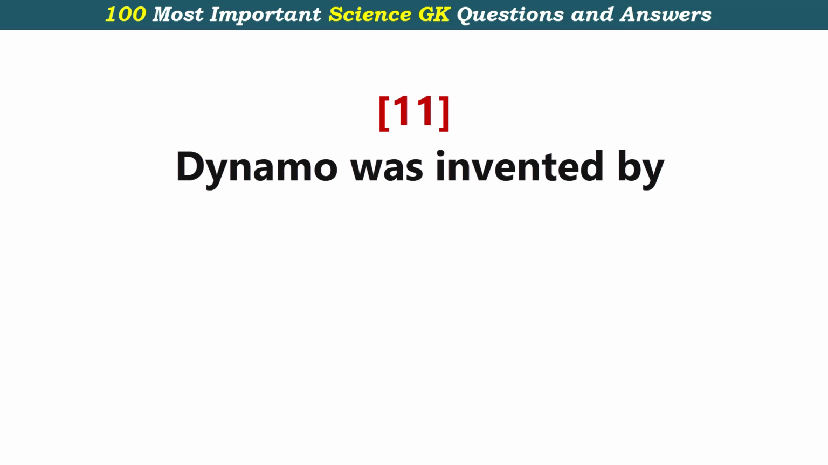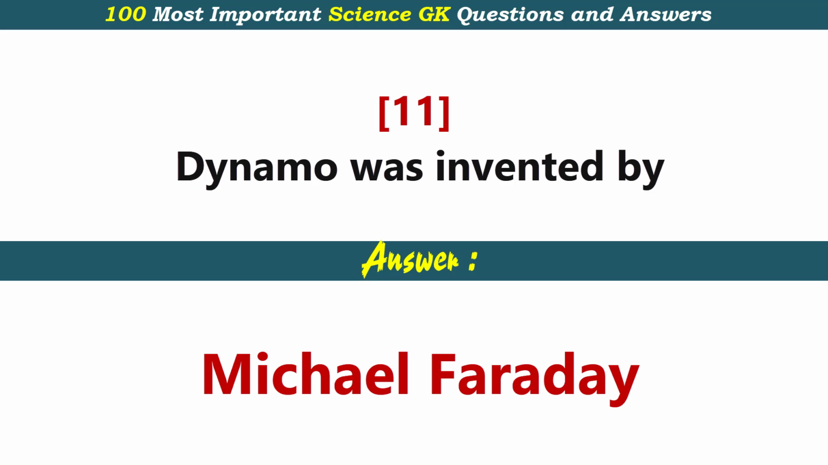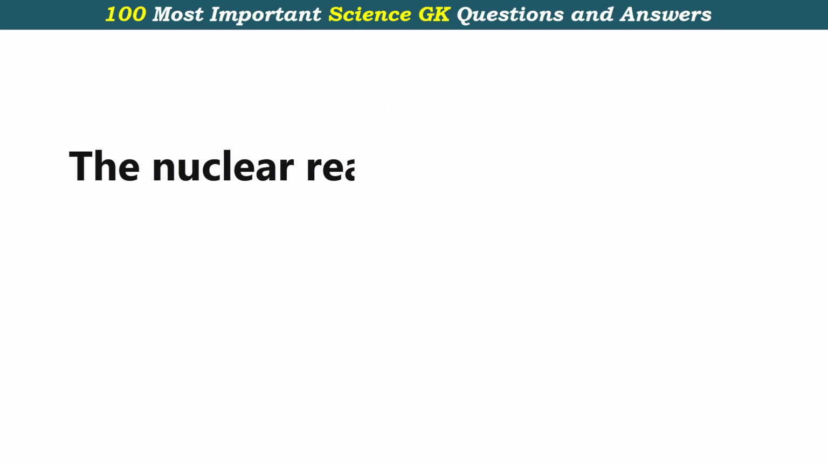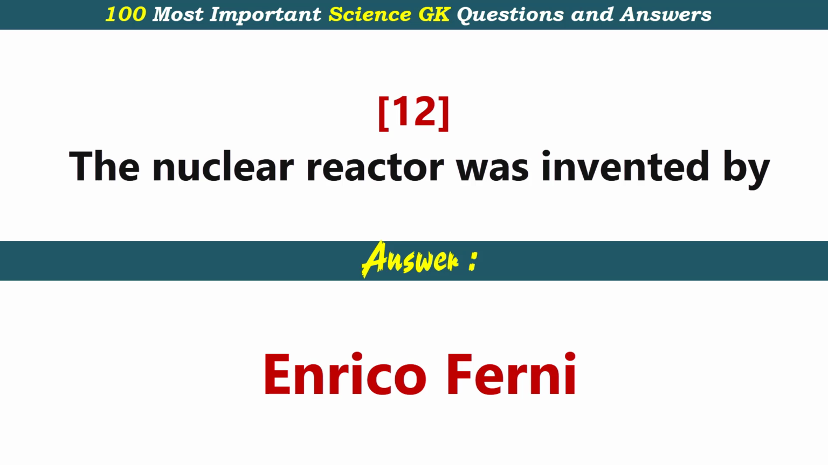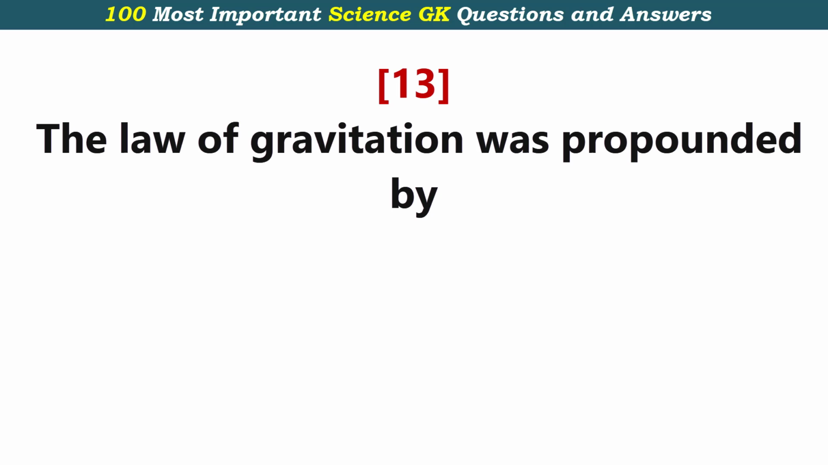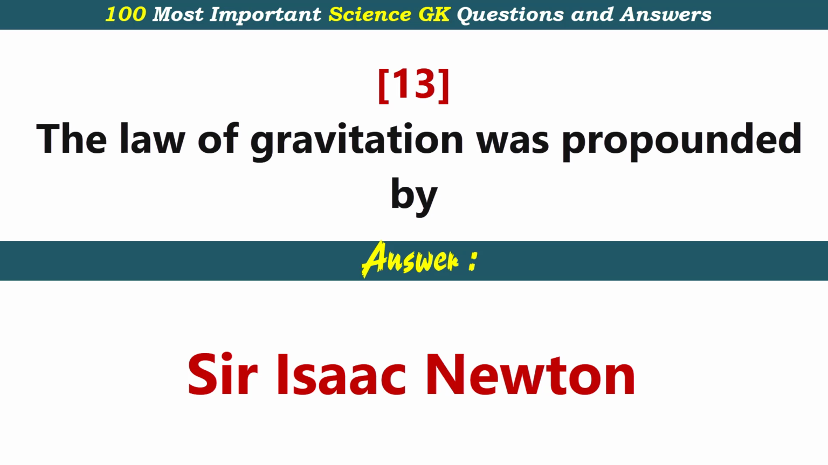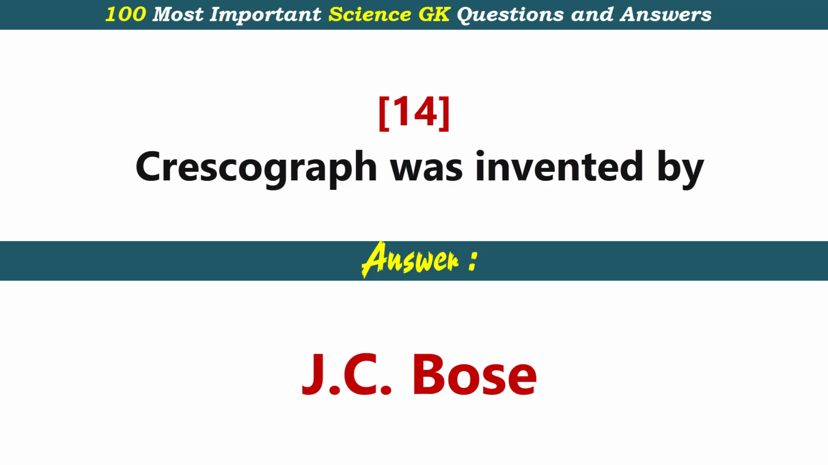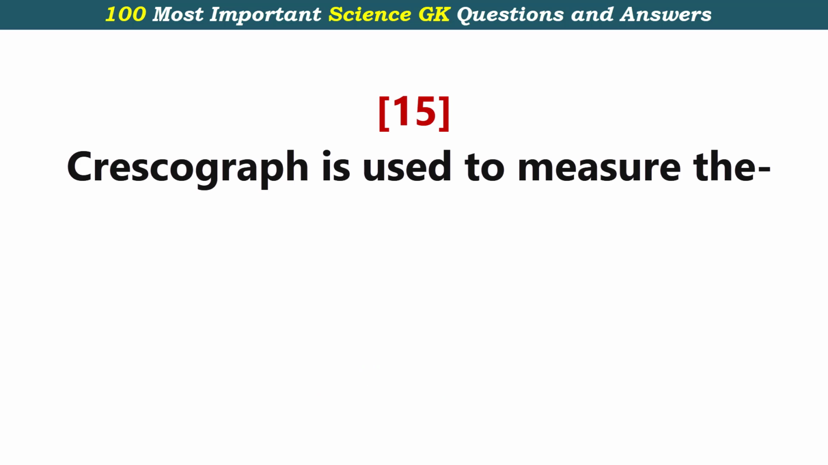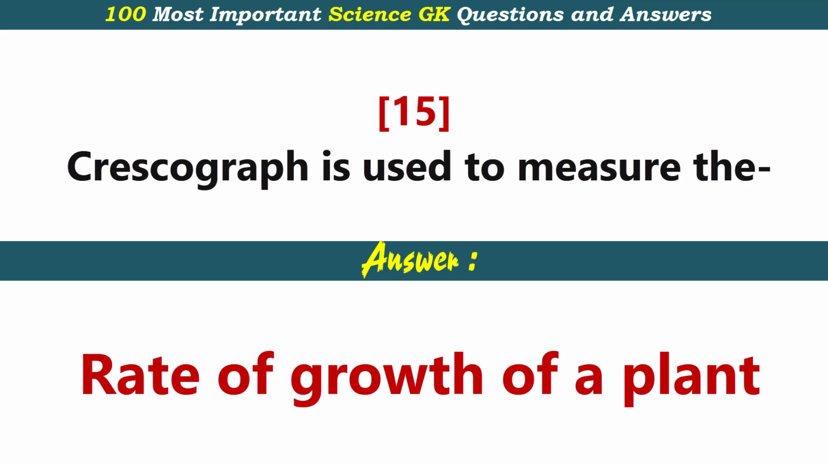Dynamo was invented by? Answer: Michael Faraday. The nuclear reactor was invented by? Answer: Enrico Fermi. The law of gravitation was propounded by? Answer: Sir Isaac Newton. Crescograph was invented by? Answer: J.C. Bose. Crescograph is used to measure the? Answer: Rate of growth of a plant.